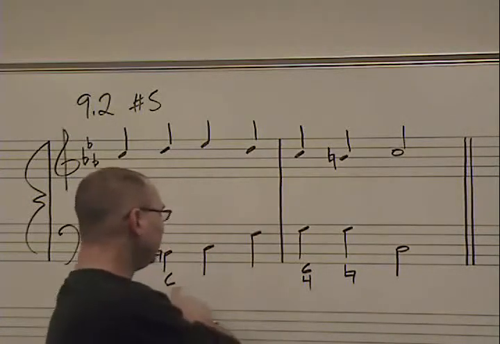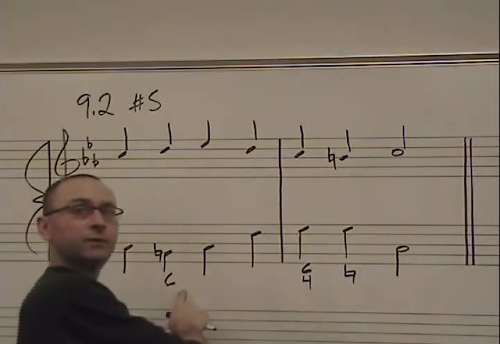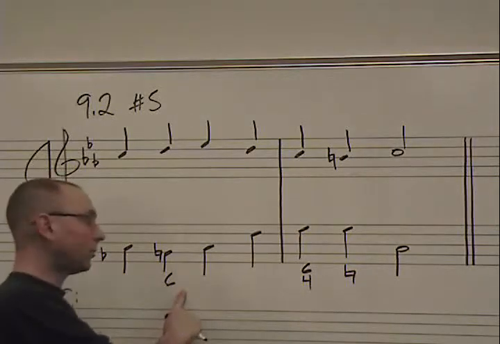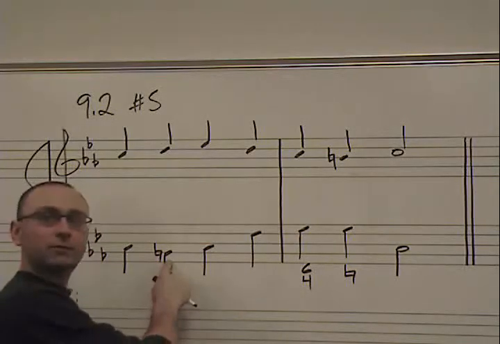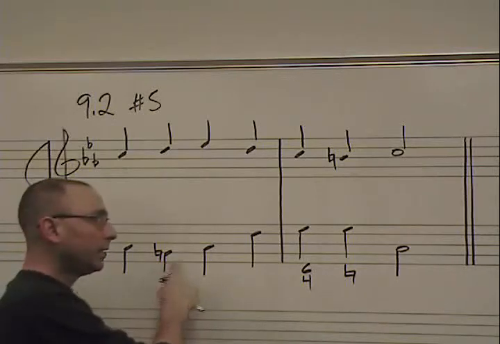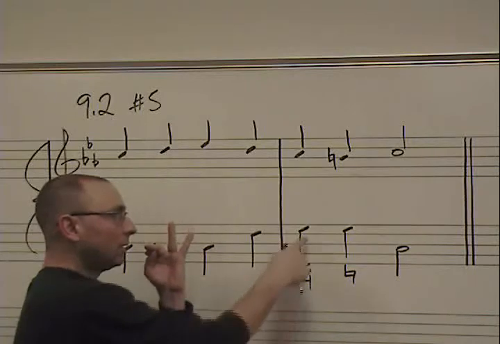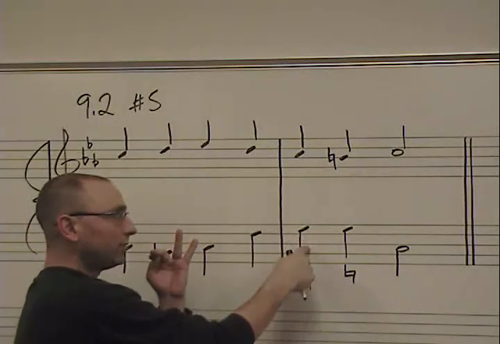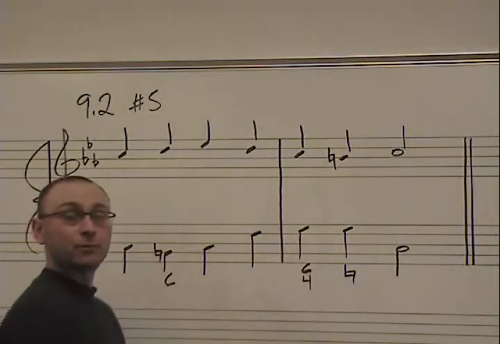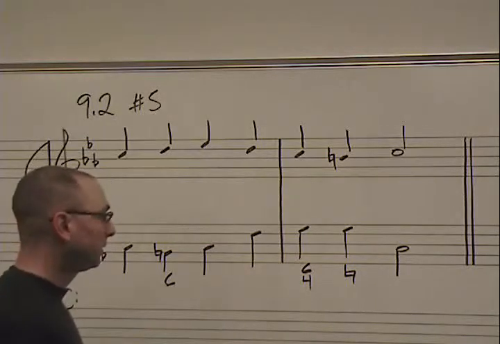As a point of review, the figure of a 6 indicates a first inversion chord. That means that the root factor is found a third below the bass. 6/4 is a second inversion chord, which means that the root factor is found a fifth below the bass.